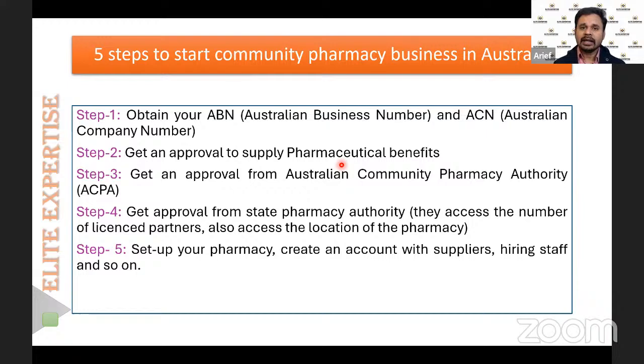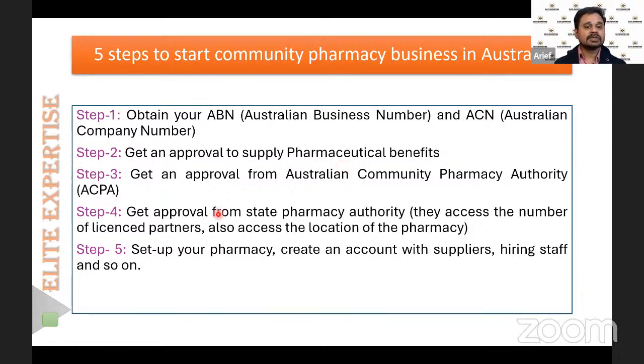It is a lengthy process. The Australian Community Pharmacy Authority won't give the approval immediately, so it takes some time. There are many steps involved, and once they have reviewed all the applications, if they consider that the pharmacy is eligible, they will give the approval to run the pharmacy.